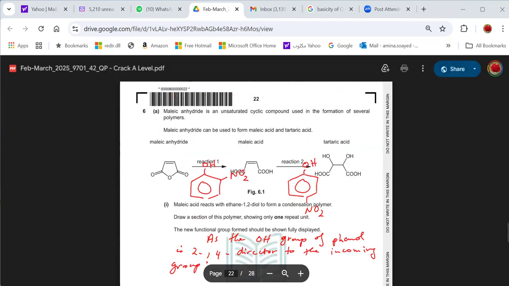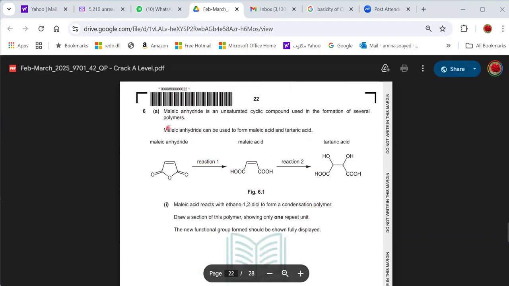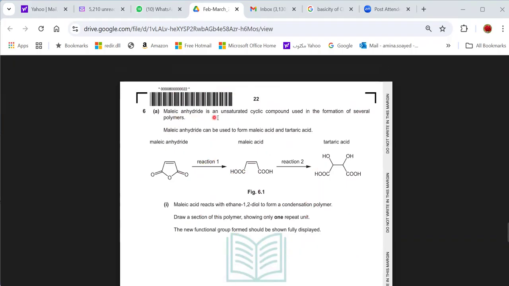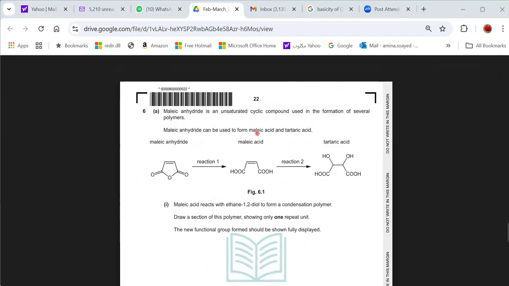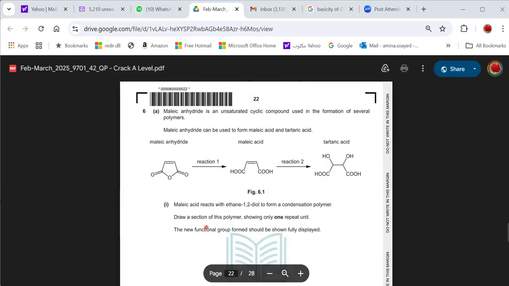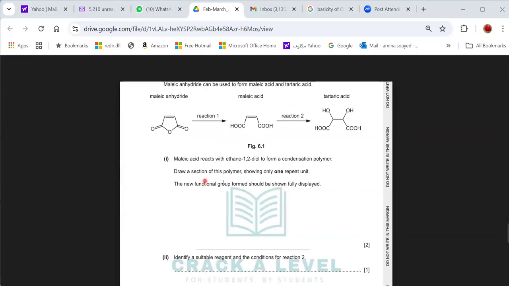We come to question 6. It says maleic anhydride is an unsaturated cyclic compound used in the formation of several polymers. Maleic anhydride can be used to form maleic acid and tartaric acid. Maleic acid reacts with ethane 1,2-diol to form a condensation polymer. Draw a section of this polymer showing only one repeat unit. The new functional group formed should be shown fully displayed.